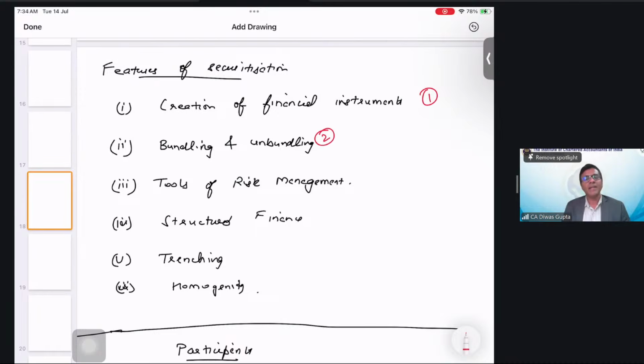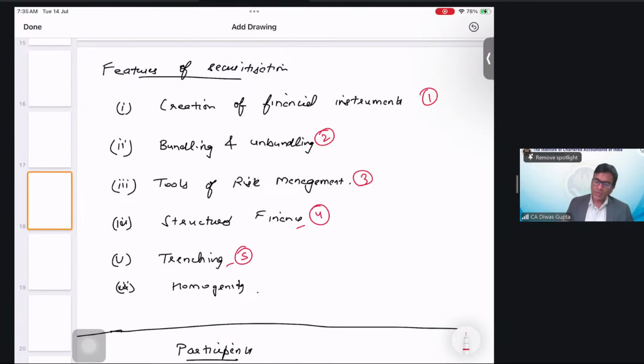Second is bundling and unbundling. Bundling means that we are putting together all the mortgages in one pool. Unbundling means we are issuing the different kinds of securities to the investors. Third, it also acts as a tool of risk management, because the risk is being shifted, although whether it is on a recourse or a non-recourse basis will depend. But the banks are in a position to do this with the SPVs. Structured finance is a form of very structured financing.